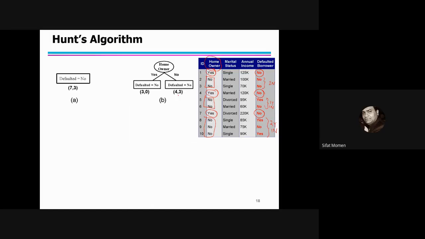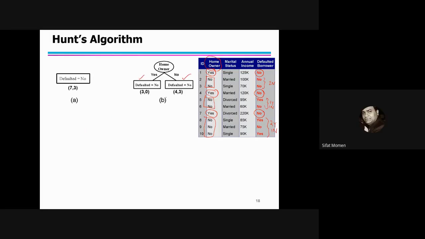Again, if the homeowner is yes, if he's a homeowner, then all of them are no, so I can make a decision: it's a no. But if the homeowner is no, then there are 4 no's and 3 yeses. So can I make any decision? No, because this is impure, since we have a mixture of them. So we cannot make a decision. We need to split further. But which one do we need to split further? Do I need to split the right one or the left one?